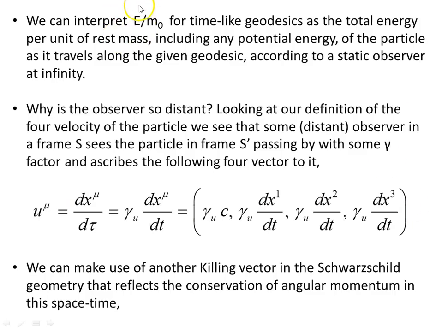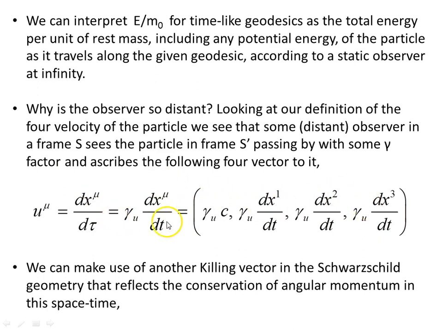Next bit. Now we can interpret E on m0 for time-like geodesics as the total energy per unit of rest mass, including any potential energy of the particle as it travels along the given geodesic, and that's according to a static observer at infinity. Now, why is the observer so distant? How do we know it's the observer at infinity? Well, looking at our definition of the four-velocity of the particle, we see that some distant observer in a frame S sees the particle in frame S prime passing by with some gamma factor and ascribes a four-velocity vector to it. This comes from the video I made on four-velocity.